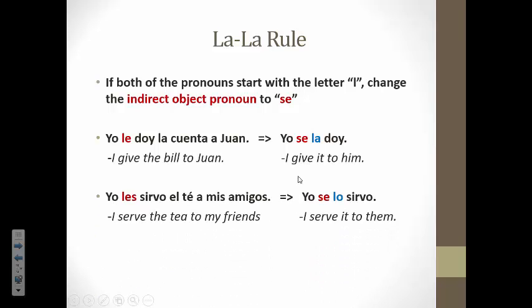Same thing is going to happen with to them. Look at this sentence. I serve the tea to my friends. If you're trying to say I serve it to them, if you didn't know any better, you would say yo les lo sirvo a mis amigos. You don't want les lo. You need se lo. Okay, so a fun way to remember this la la rule is you can't lay low, you can't lay la, you can't lay slow, any of that. Okay, the you can't lay low is the one that helps the most.